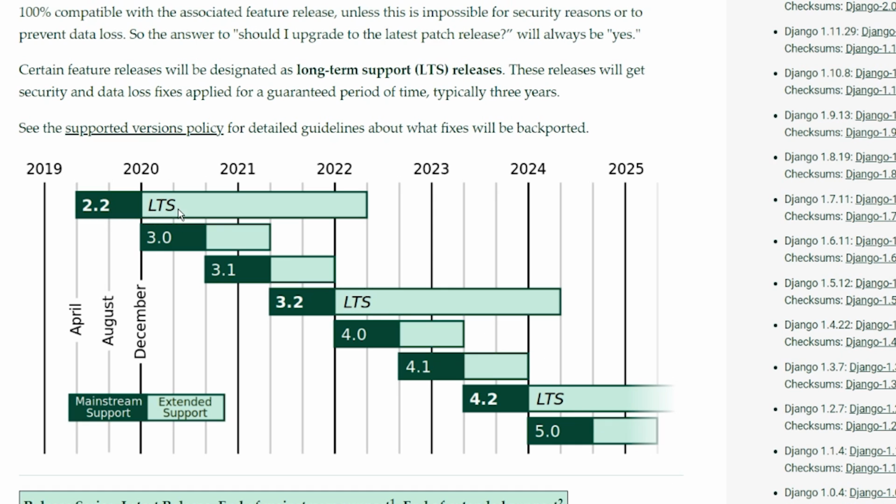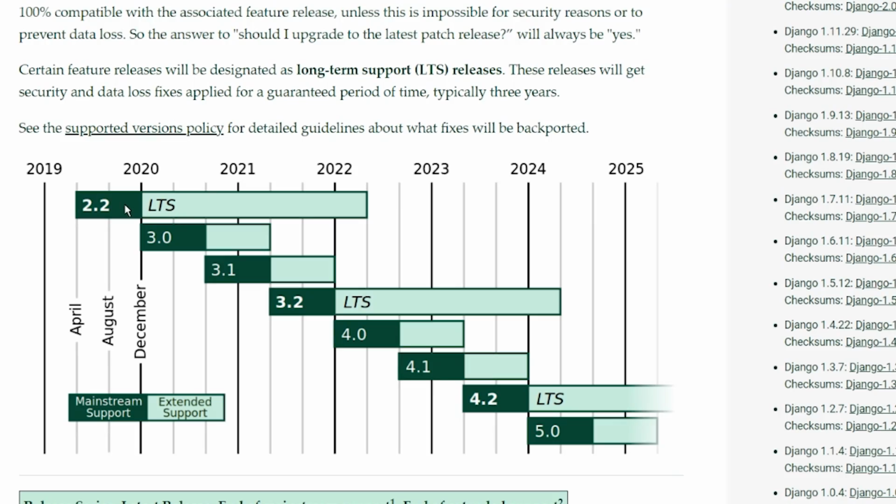LTS means long-term support. And what long-term support means is it's a version that's going to be supported by the Django team for an extended period of time. So if you look at the diagram, the LTS versions are supported for much longer. You can see this one's from mid 2019 all the way up to the first third of 2022, whereas the other versions are much shorter. They're not supported for as long. Now you always want to choose an LTS version whenever possible because it's going to be supported for longer.